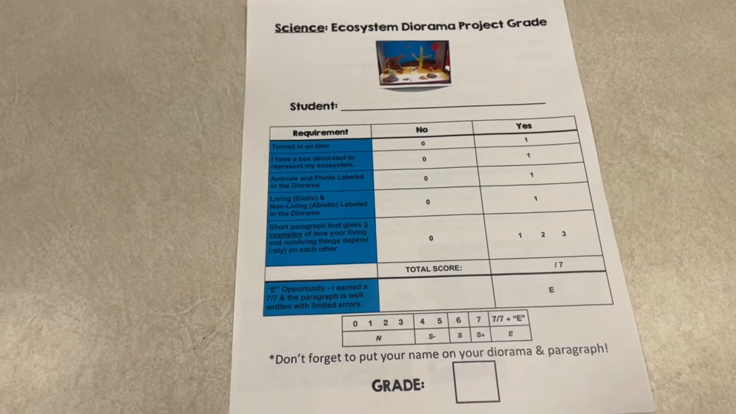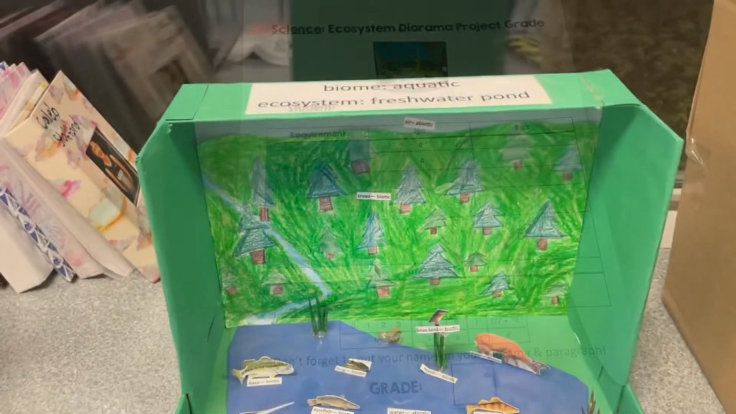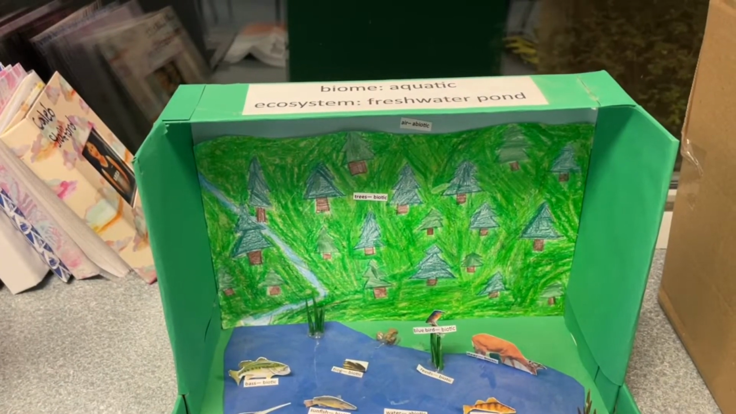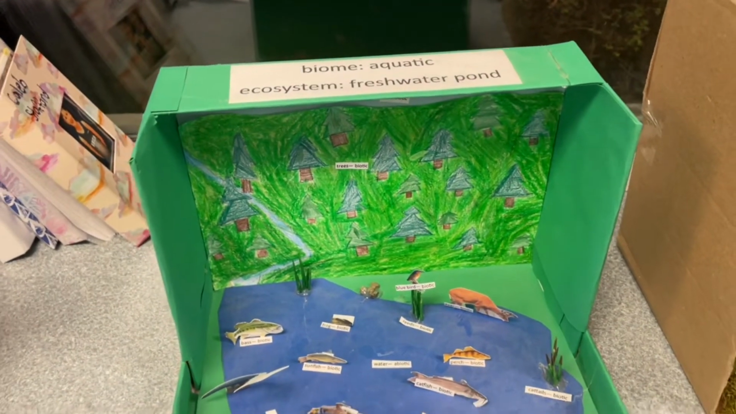Now, let's go ahead and take a look at some projects of the past, and that way you'll have some ideas on what you can do at home to make sure your kids are doing well on this project. So here is a really good example of an aquatic biome, a freshwater ecosystem. This is a pond specific.